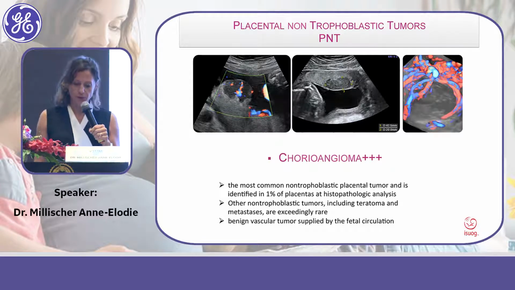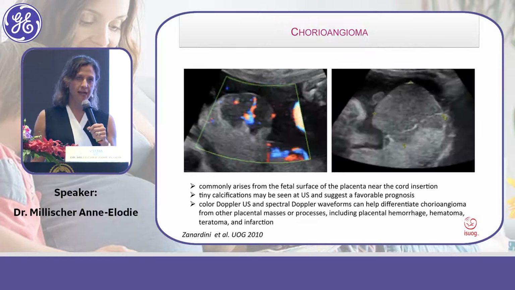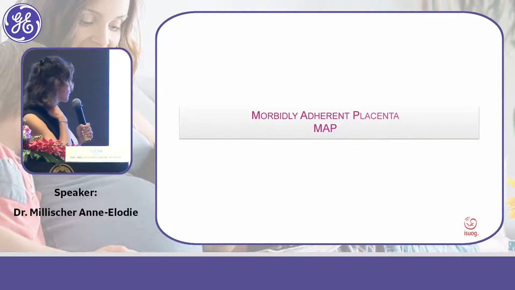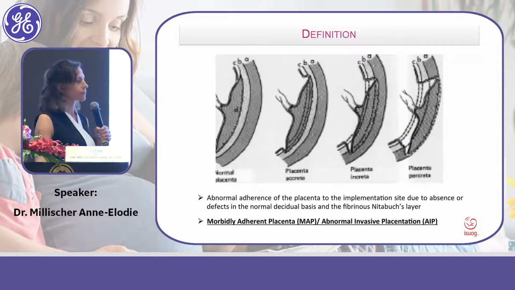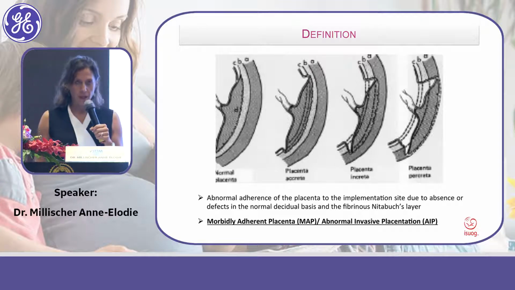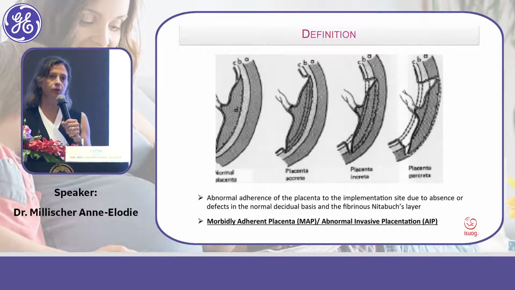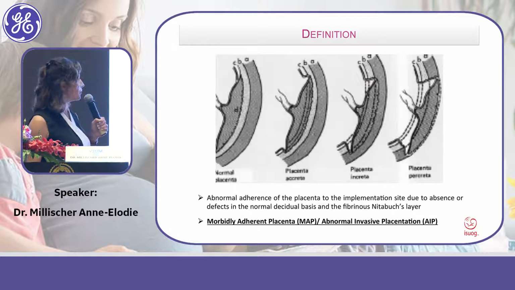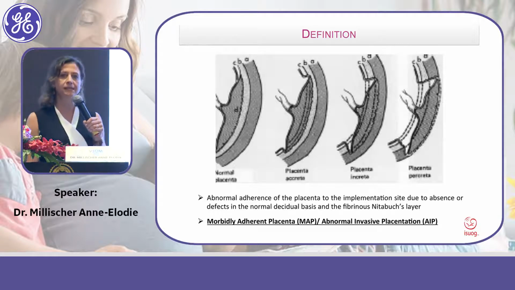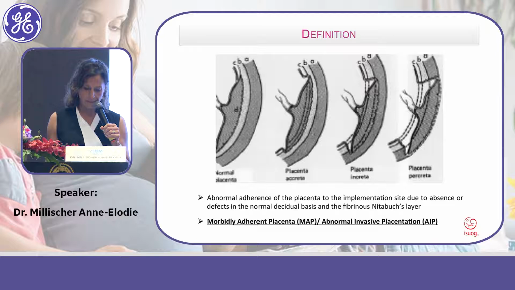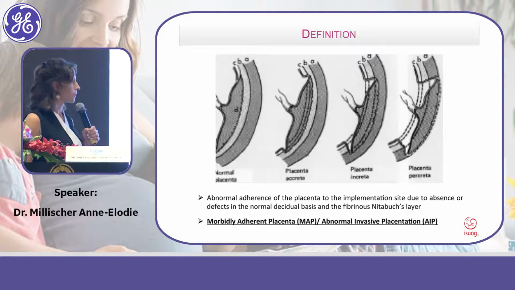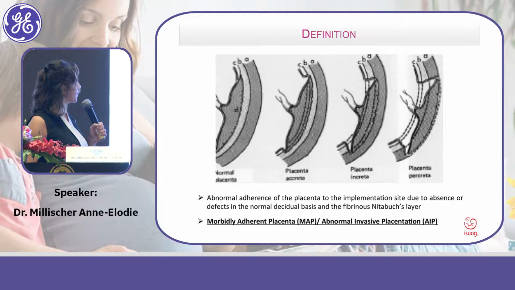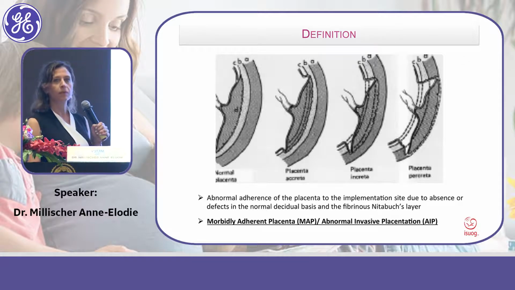The most important point in the placental disease is the presence of possible morbidly adherent placenta. Và cái bệnh lý mà quan trọng nhất trong ngày hôm nay đó chính là tôi sẽ nói đến cái nhau bám bệnh lý. Nowadays we prefer to use this term, morbidly adherent placenta or abnormal invasive placentation, instead of placenta accreta. Mình có thể dùng những cái thuật ngữ khác nhau như là nhau bám chặt, morbidly adherent placenta, hoặc là một cái nhau xâm lấn bất thường, abnormal invasive placentation.